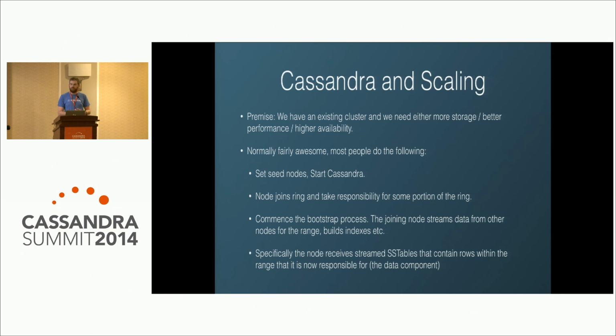Most people start up some new hardware, start up a new instance, configure Cassandra, set your seed nodes, and start the process. The node joins the ring, takes responsibility for a portion of the ring, and then it begins the bootstrap process. The joining node then streams data from existing nodes within the cluster. It streams across the SSTables, it builds indexes, all that kind of thing. Specifically, the existing nodes will send the SSTable across the wire to the joining node, and this is the data component that it sends.